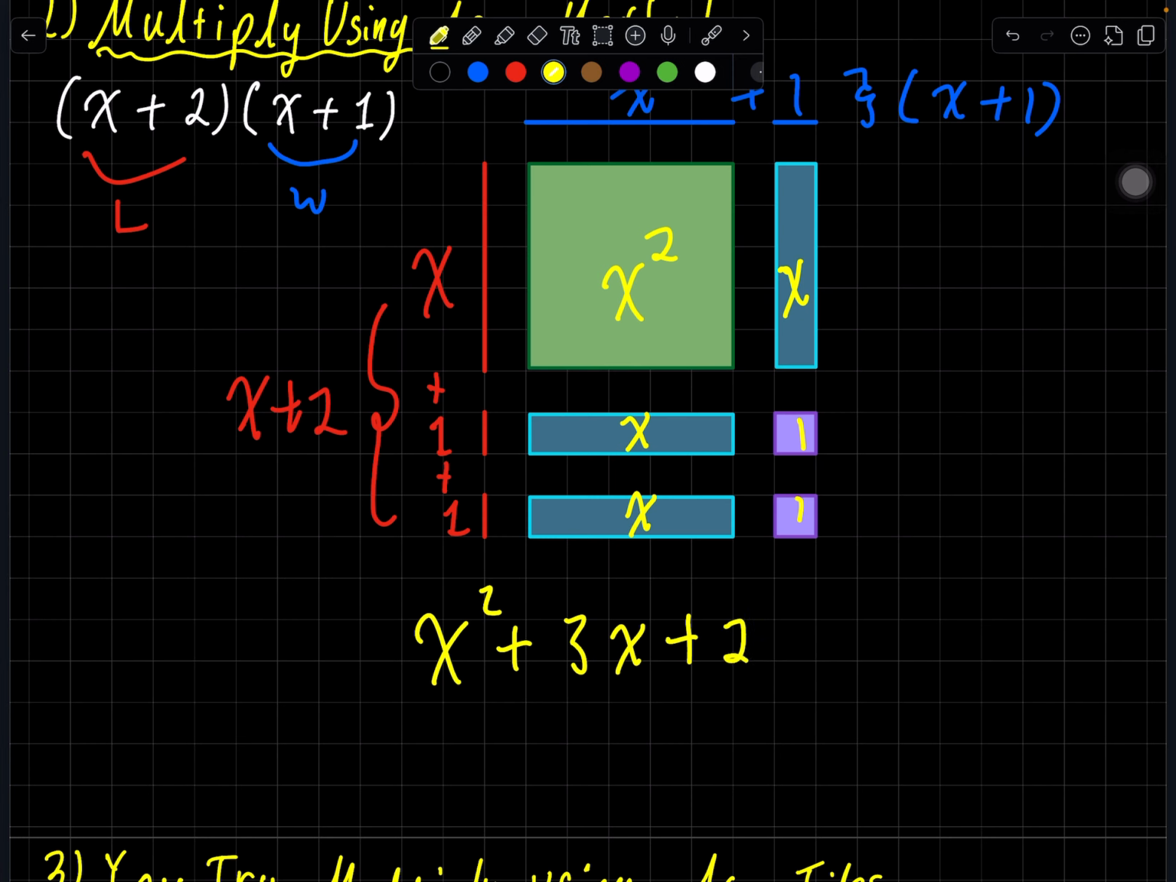So that means the product of x plus 2 times x plus 1 is equal to the expression on the right side, which is x squared plus 3x plus 2.